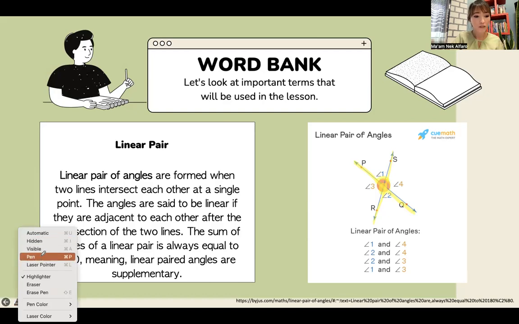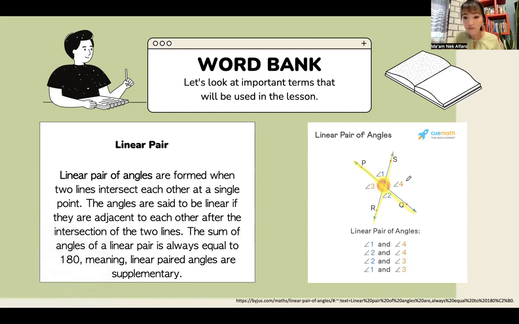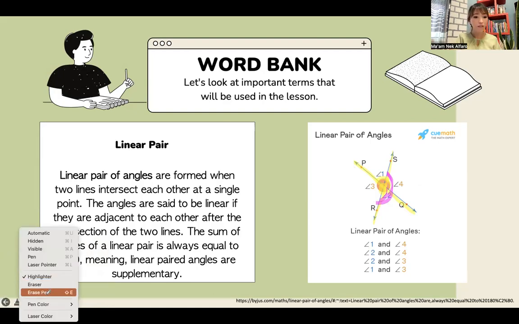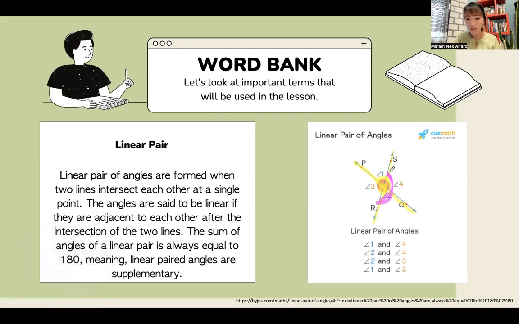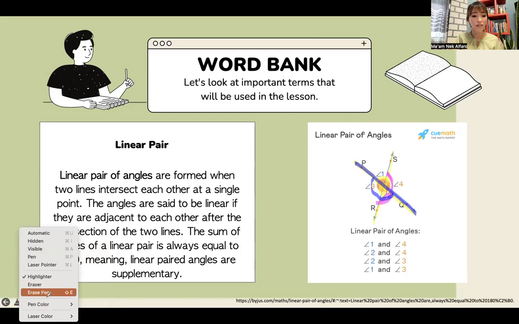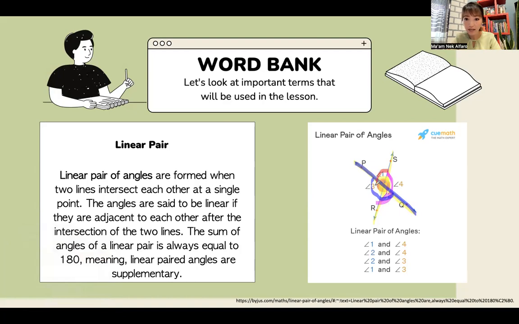Another one. Let's change the color of the pen so you may see it clearly. We have another pair of linear angles. We have angle 2 and angle 4. They form a straight line. Okay? Next, we have another pair of linear angles, angle 2 and angle 3. They form a straight line. Okay? And last pair, we have angle 1 and angle 3. All right? Did you get it? Next.